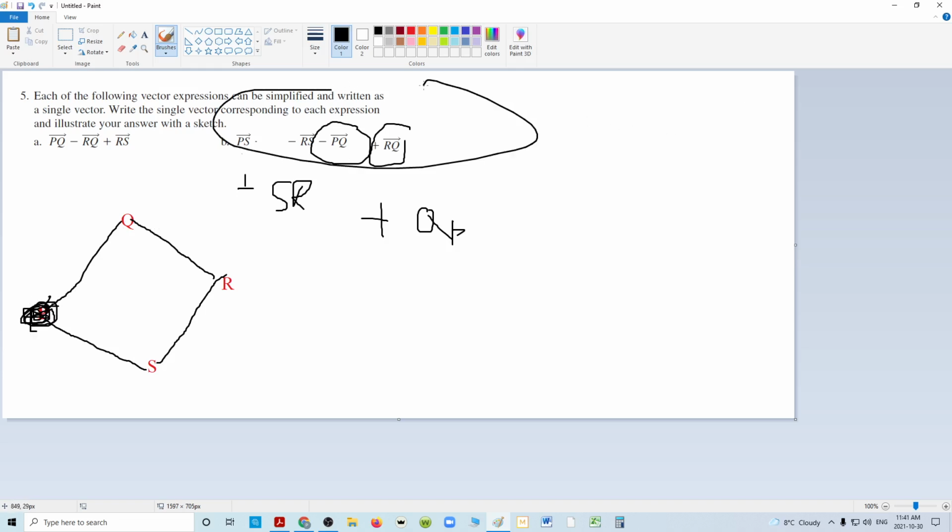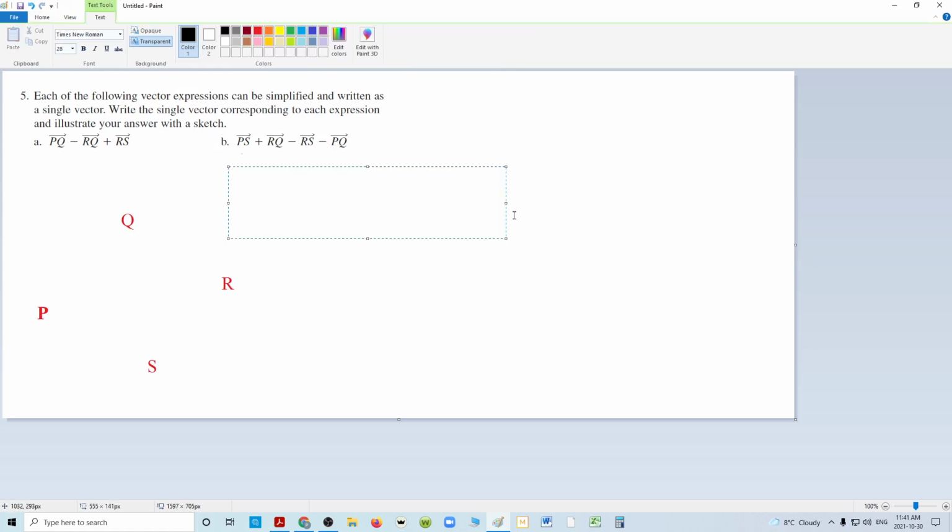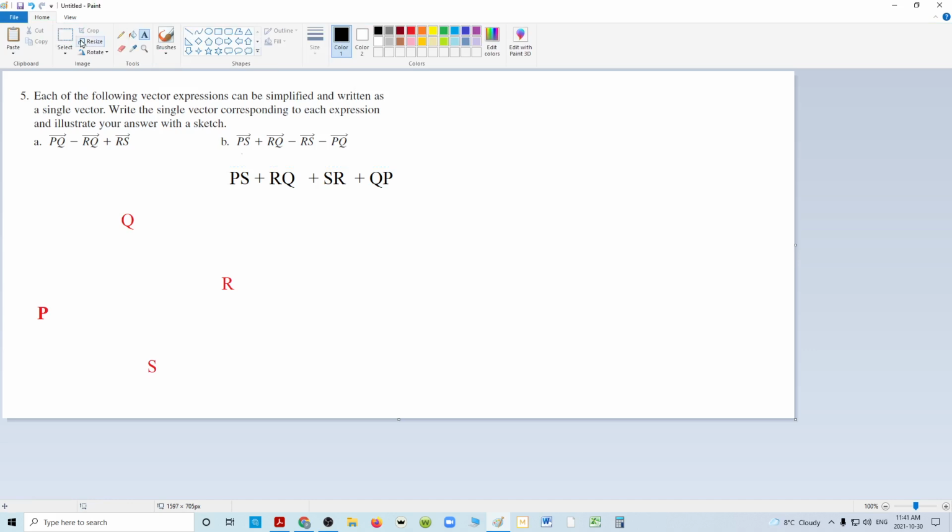It's hard to see the way it's written, but if you rewrite them each as what they actually are, it's PS plus RQ plus SR, that's the opposite of the RS, plus QP. And if you match the letters, see how the last letter here, and you match it with the beginning of each of the next one. So if I rearrange it like this, it's quite obvious. I'm going from P to S, S to R, R to Q, and then Q to P. And since I started at P, I've ended back up at P. I'm exactly where I started from.